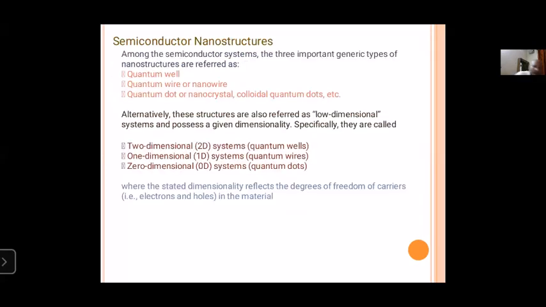Now, there are three important generic types of nanostructure. The first one is the quantum well. Another one is the quantum wire, which is also known as a nanowire. And the third one is the quantum dot or nanocrystal, which is also called a colloidal quantum dot. These nanostructures are also referred to as low-dimensional systems, specifically two-dimensional, one-dimensional, and zero-dimensional.